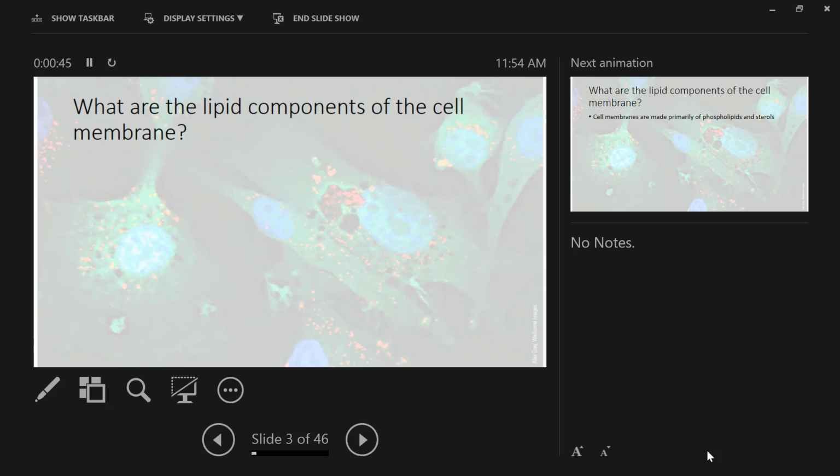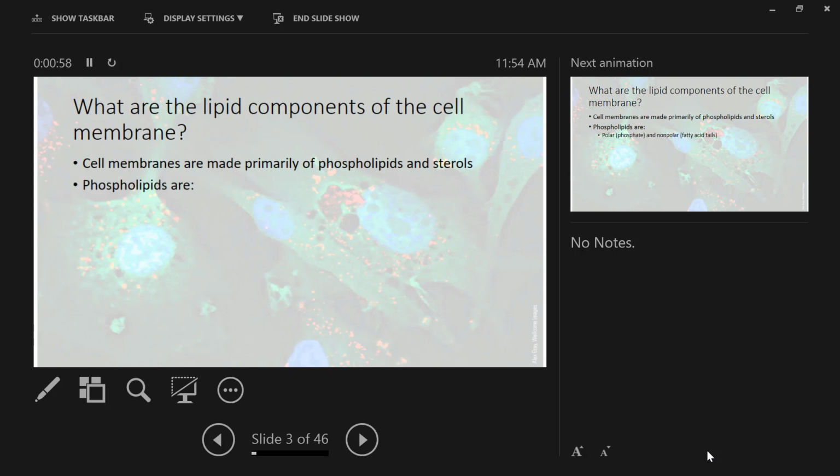So what are the lipid components of the cell membrane? You know this. Cell membranes are made primarily of phospholipids and sterols. You know that there are different types of phospholipids, but you also know that phospholipids are polar and nonpolar. There's this really complex end that's got a phosphate group and some other really polar functional groups that make for a polar end of this phospholipid. And then we've got a nonpolar end with two fatty acid tails.